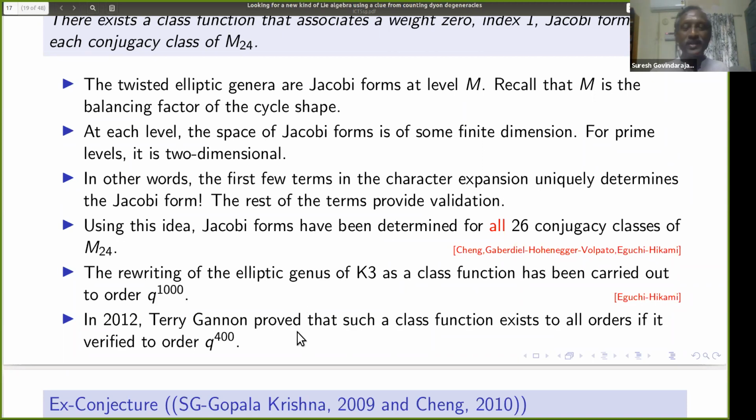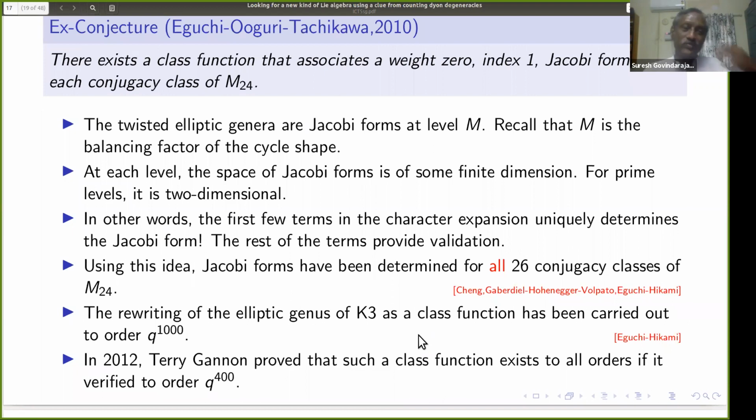And in 2012, Terry Gannon proved that such a class function exists to all orders if it is verified to order q power 400. So q power 1000 is greater than 400. This is probably one of the most non-constructive proofs of the thing.